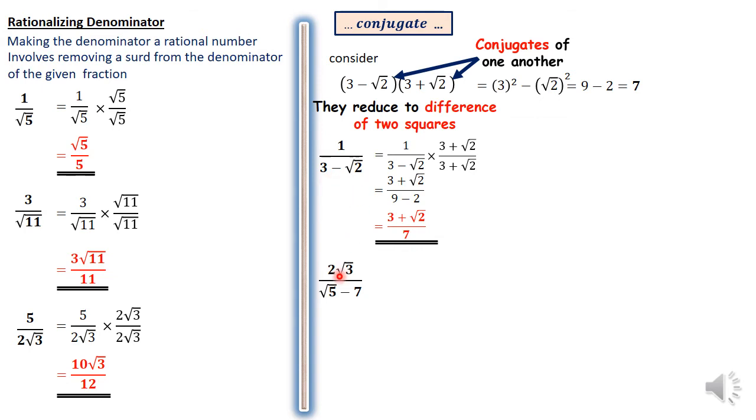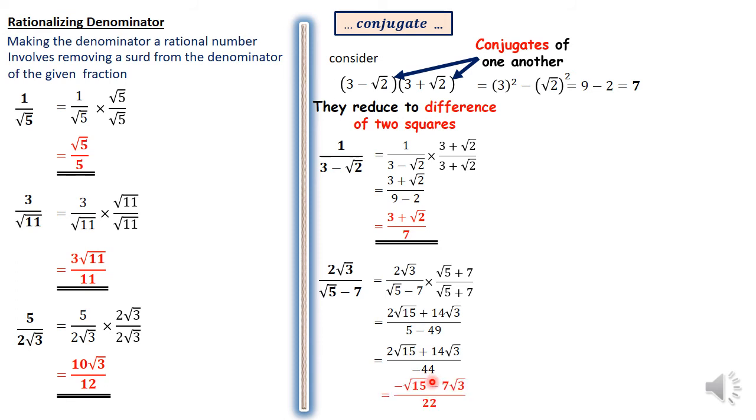If given 2 root 3 all over root 5 minus 7, we would again multiply with the conjugate for the numerator and denominator. The conjugate of root 5 minus 7 would give this sort of expression here. Remember, 2 root 3 times root 5 would be 2 root 15, and 2 root 3 times 7 would be 14 root 3. The denominator would be simply 5 minus 49, which is negative 44.